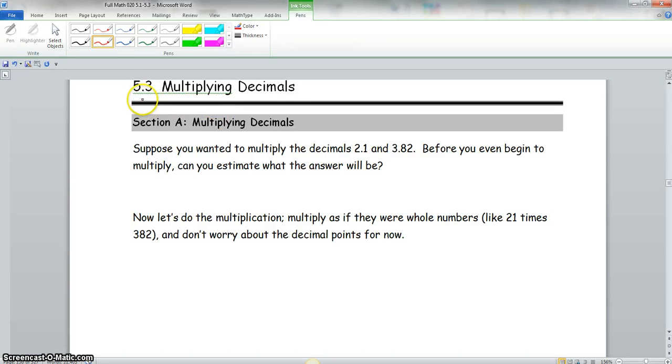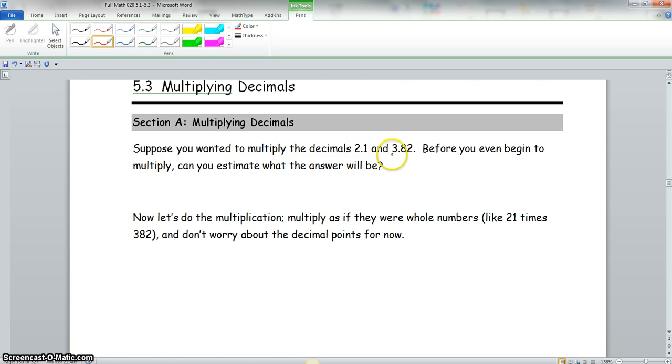Okay, class, we're about to start on section 5.3, multiplying decimals. Section A, multiplying decimals. Suppose you wanted to multiply the decimals 2.1 and 3.82. Before you even begin to multiply, can you estimate what the answer would be?